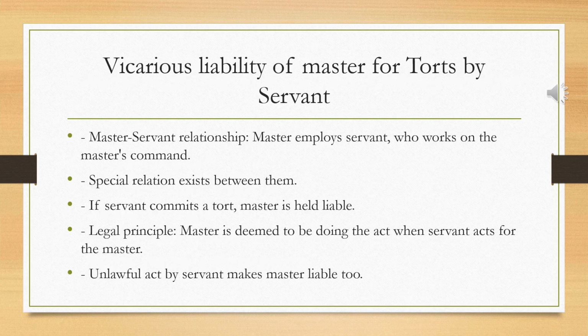Coming to the first point, which is vicarious liability in a master and servant relationship. In a master and servant relationship, the master employs the services of the servant and he works on the command of the master, and thus a special relation exists between the two. And in case of a tort committed by the servant, his master is also held liable.